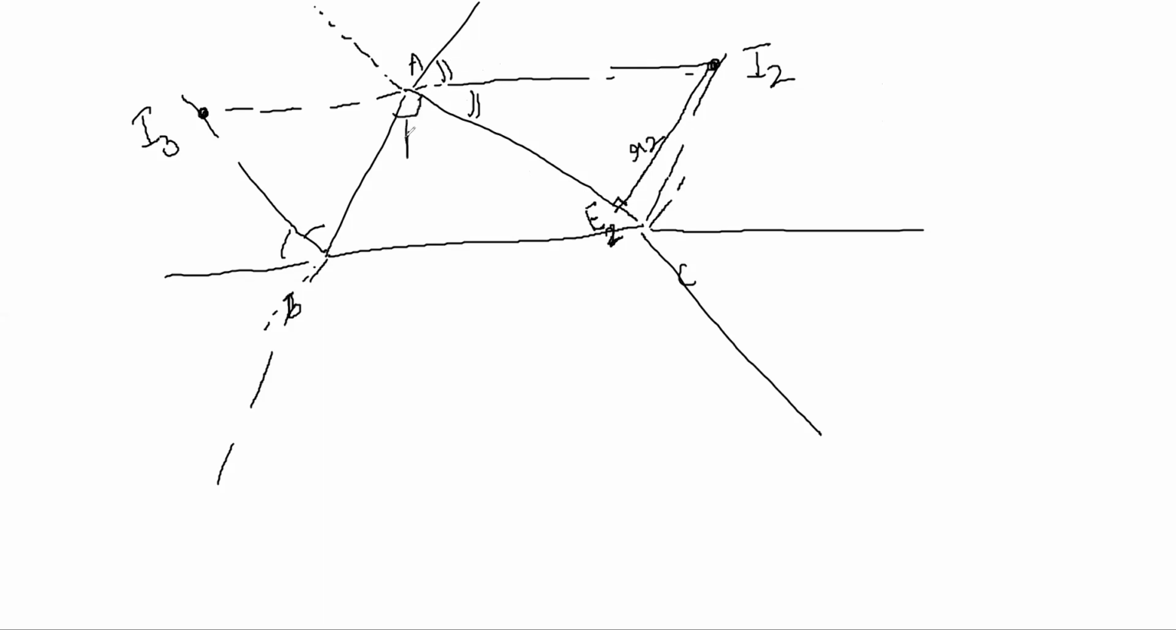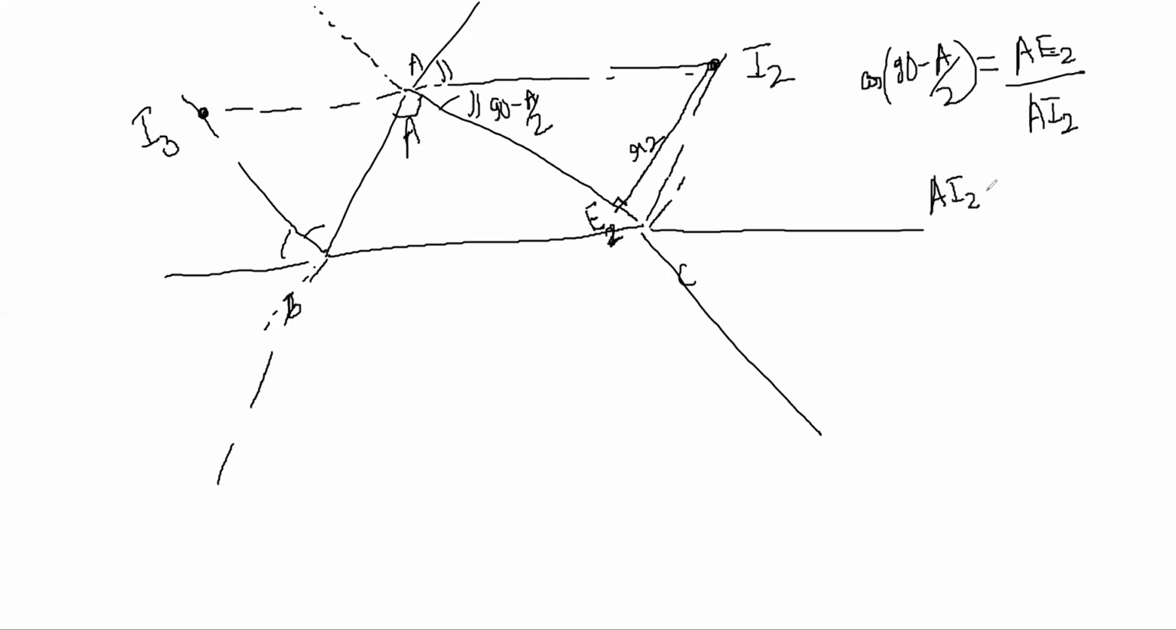this angle is A and this is 180 minus A, so 90 minus A by 2, right? So cos of 90 minus A by 2 is what? Cos of 90 minus A by 2 is base by hypotenuse. So AE2 by hypotenuse, hypotenuse is AI2, right? So AI2 cos of 90 minus A by 2, which is sine A by 2, is equal to AE2, right?